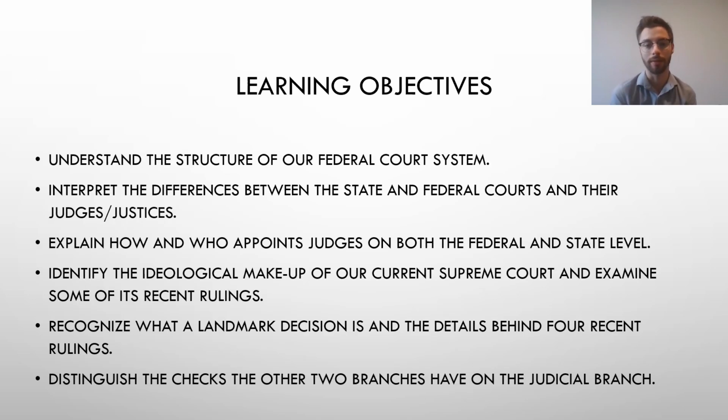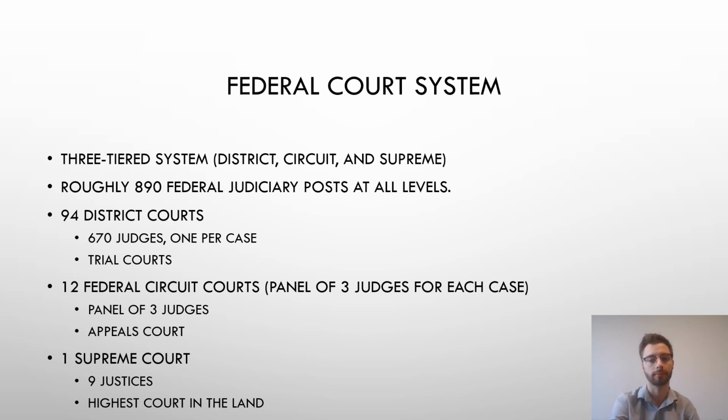So, learning objectives. Here are the general goals we have. We're looking at the judicial branch, so our federal court system. We're looking at the Supreme Court. We're looking at some landmark rulings that have been implemented in the last 50 or so years. And we're going to look at some checks that the other branches have on our judicial branch, as well as looking at the contemporary Supreme Court.